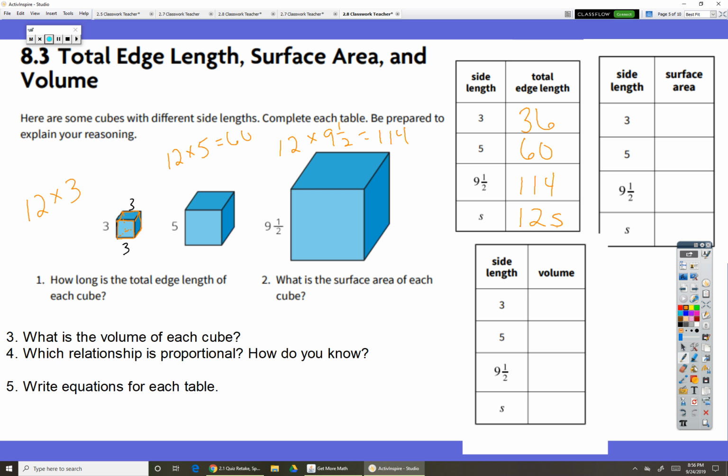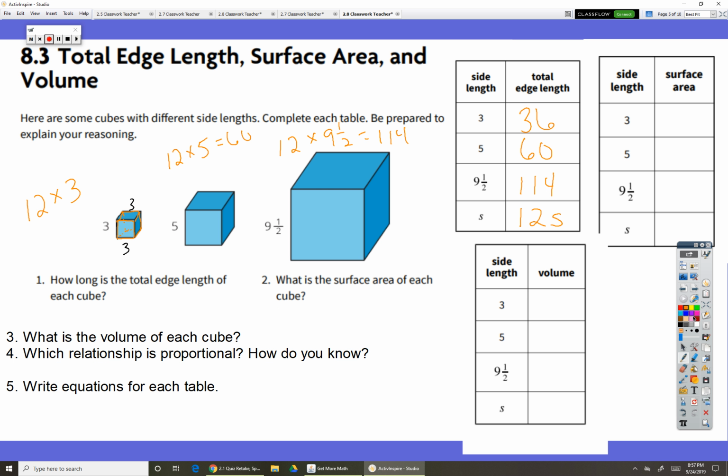Number 2 says, what is the surface area of each cube? Well, you probably need a refresher as to what surface area is, and we'll be working on that a lot later in the year. But surface area is the area of all of the faces added together.